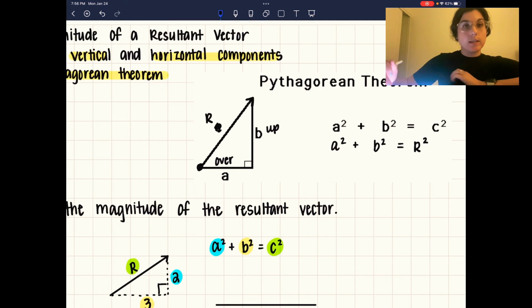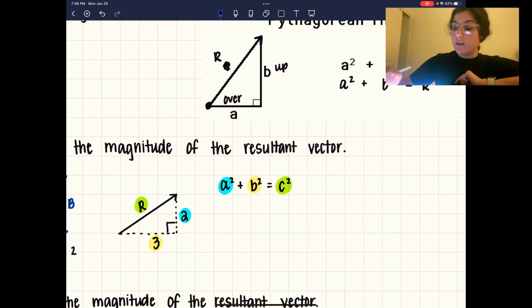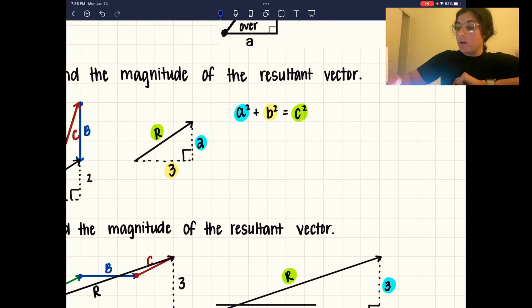It actually doesn't make a difference which side length you plug in for A and B. You'll still get the same answer regardless. So I'm going to substitute in 2 for A, 3 for B, and C is just the magnitude of my vector, squared. So 2 squared is going to simplify to 4, 3 squared will simplify to 9, and this is equal to my magnitude squared.